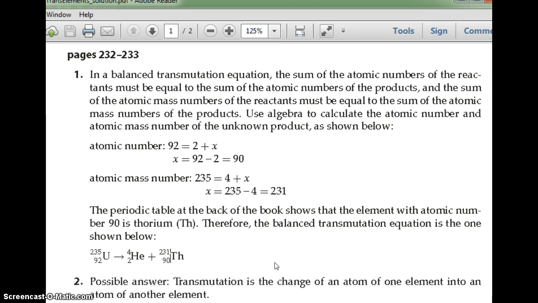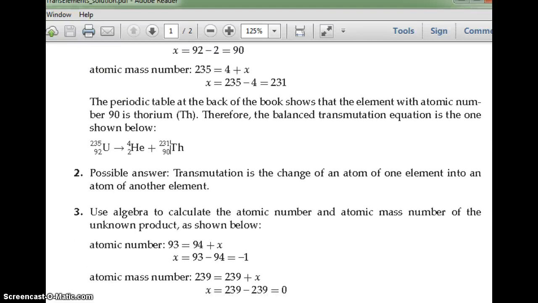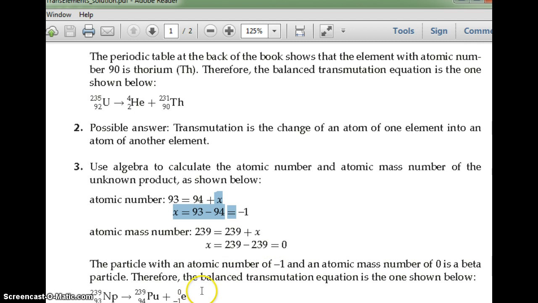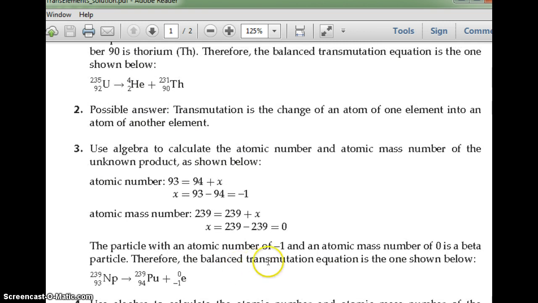Next question was transmutation. The change of an atom of one element into an atom of another element. And we have another one here. Hopefully you had a chance to figure that out. And our atomic number this time is -1 and 0 mass. So what does that tell you was spit out of there? Well, it tells you that it had to be an electron, okay, with 0, -1 right there. All right, as always, if you have questions, let me know. All right, let's go ahead and start the next set.